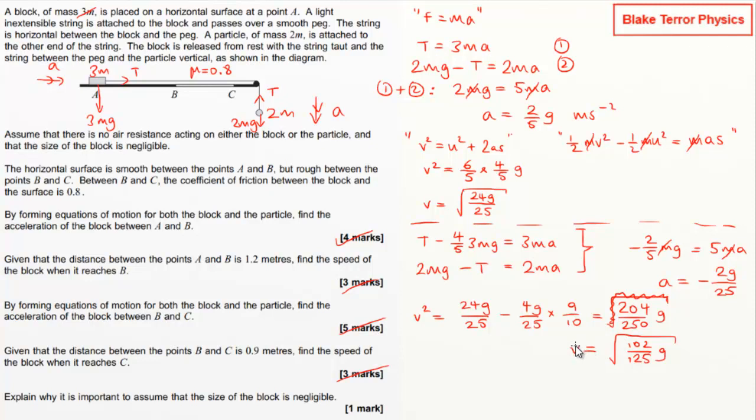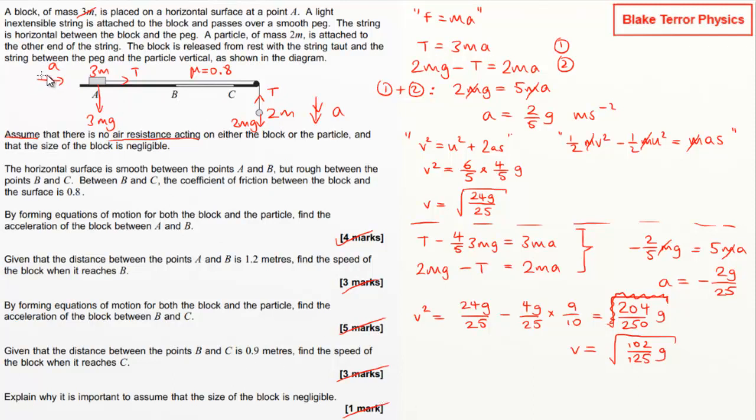Explain why it is important to assume that the size of the block is negligible. Right, so whenever they're talking about these sort of things, you want to go into what's happening with the block. They've already told us there's no air resistance acting. I know they've made that an assumption, but it feels as though they don't want us to go down that route. So what's happening with the block? It's moving from A to B on a smooth surface, then it's transitioning at B onto a rough surface.